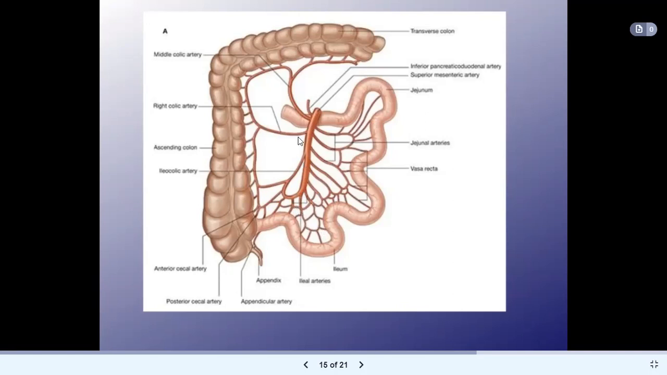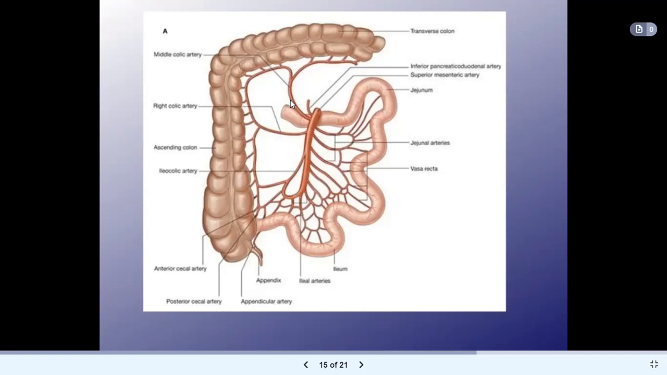Then the third branch, you have the right colic artery. Look at it, this is the right colic artery. This right colic artery is going to supply the ascending colon. So this is your ascending colon, as you can see here. The right colic artery will go and supply the ascending colon.